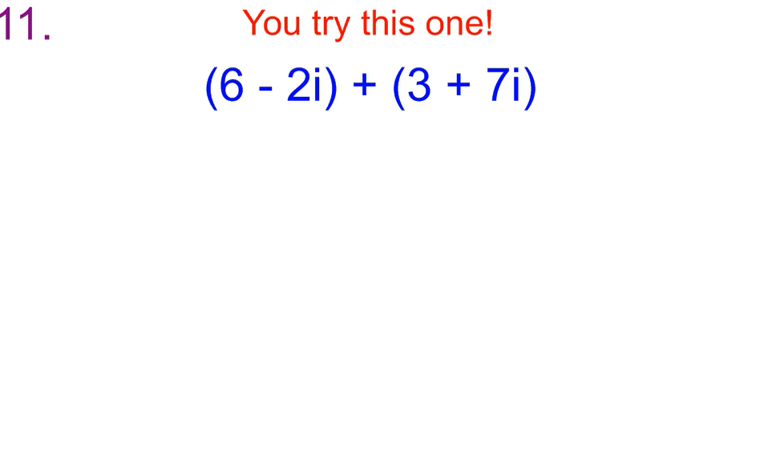Number 11, I'm going to let you try quick. Hopefully you get 6 plus 3 is 9. Negative 2i plus 7i, 5i. When writing in descending order, we do write our i's last, so numbers should come before numbers with an i. And that's my final answer.